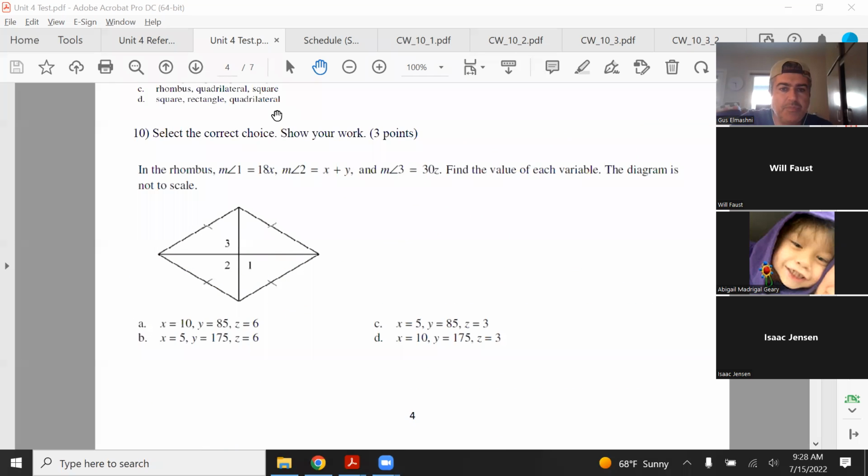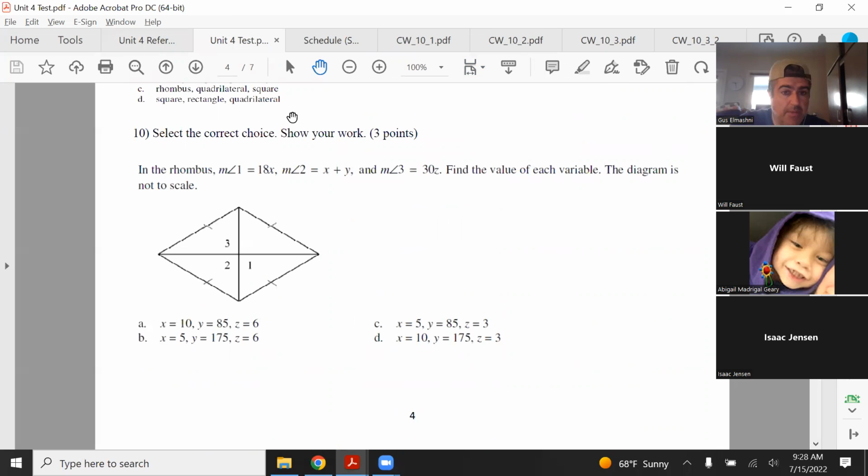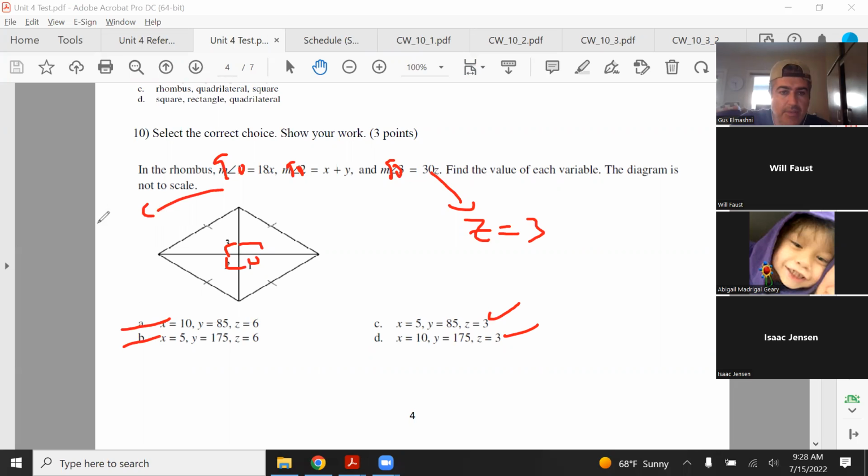For 10, again, you're told this is a rhombus, right? And use a reference sheet. They said diagonals are perpendicular, so you got to make that connection. They're perpendicular, that means you got right angles. If you got a right angle, it means 90 degrees. So all these are 90 degrees. So you set each of these equal to 90 and solve for the variables. That's it. Here Z is going to be 3. Obviously, those 2 work, those don't. Here, X is 5. So now we know it's C.